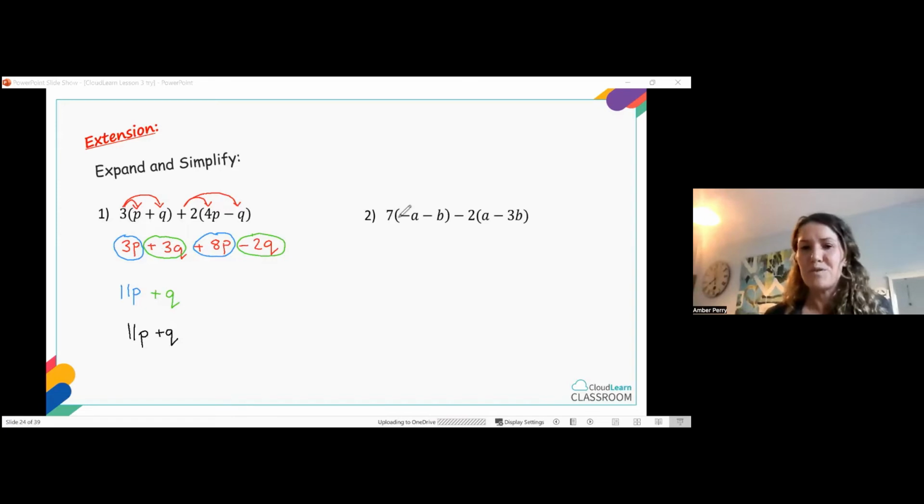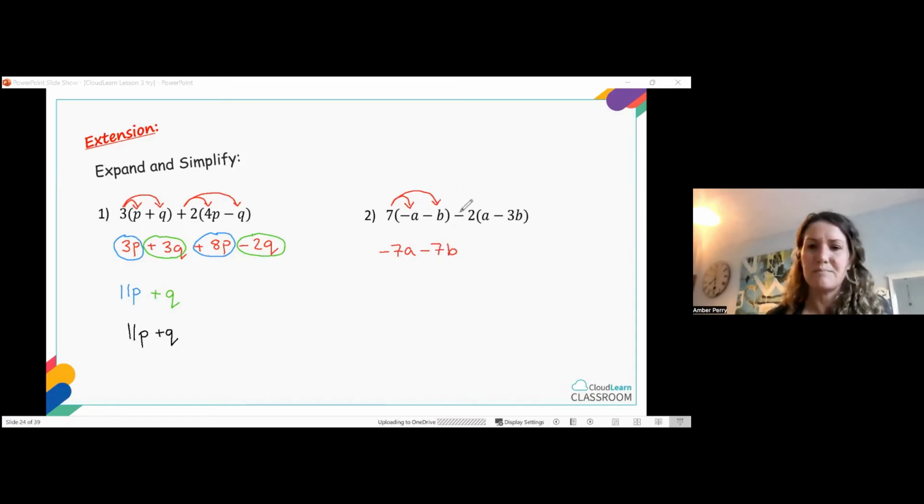I've put one more in that just has some negatives because there's a lot of negatives in here. Really easy to make mistakes with negatives. So I'm going to go through this one. Again, I'll just change to a red. So 7 times minus a is going to be negative 7a. 7 times minus b is minus 7b.